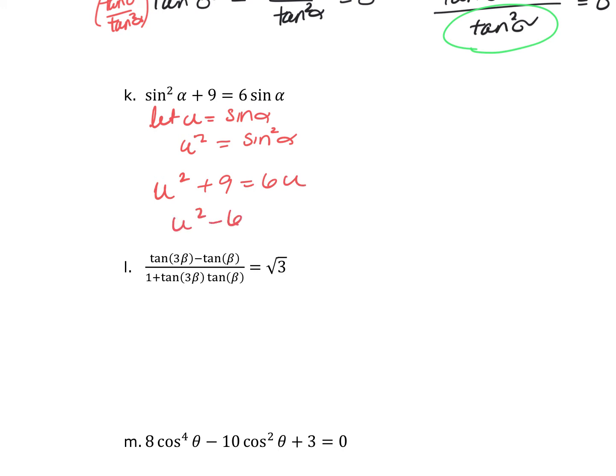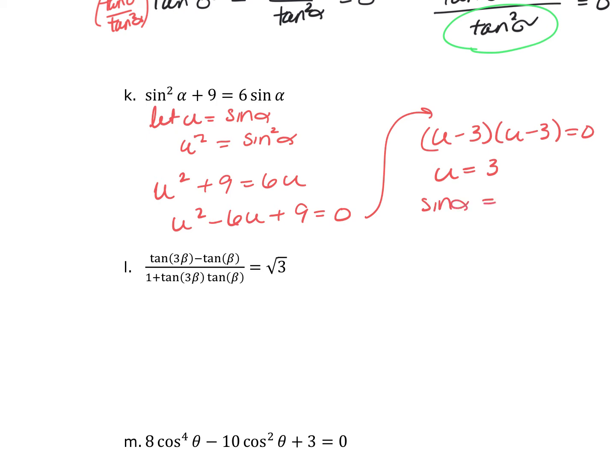U squared minus 6u plus 9 is equal to 0. U minus 3, u minus 3, u is equal to 3. Now we're not solving for u, we're solving for the sine of alpha, which is 3. Oh, no solution, because we know the ratio for sine has to be between negative 1 and 1. So that's also a no solution.